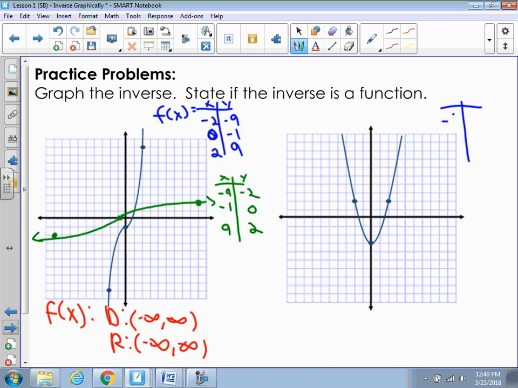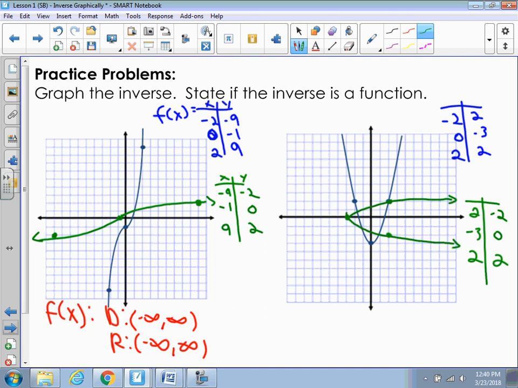So let's take a look at our initial function and write out the pretty points. (-2, 2), (0, -3), and (2, 2). So our inverse, which I'm doing in green, is going to be (2, -2), (-3, 0), and (2, 2). That is our new graph of our inverse.